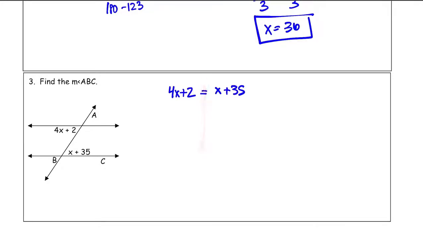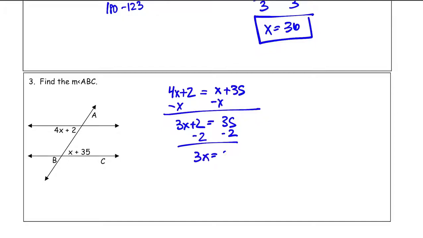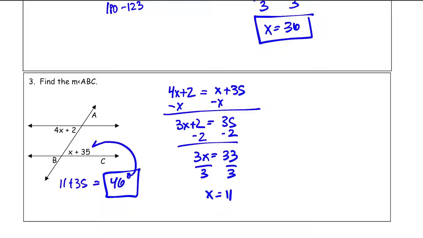Now, when your variables are on different sides, we want to move the smaller one over. So I'll subtract x from both sides. That gives me 3x plus 2 equals 35. Subtract 2. That gives me 3x equals 33. Divide by 3. X is 11. Now, I'm not done. It doesn't say find the value of x. It says find the measure of angle ABC. So that's this angle. That angle is x plus 35. So I need to do 11 plus 35. That's 46 degrees. So there is the measure of that angle.